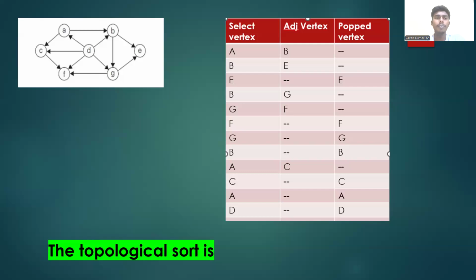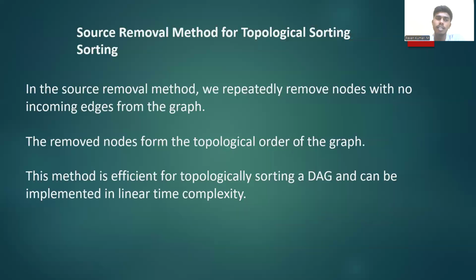From A it will go to C, and from C, other than F, no other vertices are there, so C will be popped, and it will go back to A, which will be popped. Finally D will be remaining and it will also be popped. The topological sorting order is D A C B G F E.